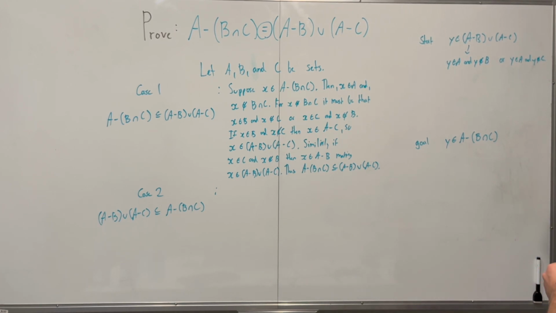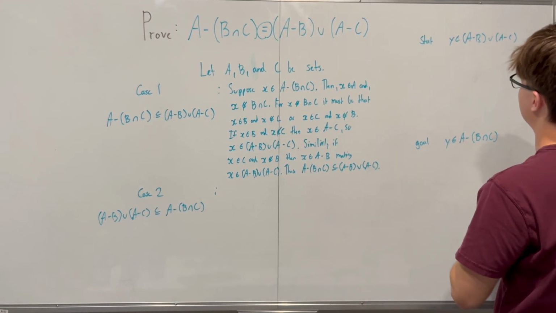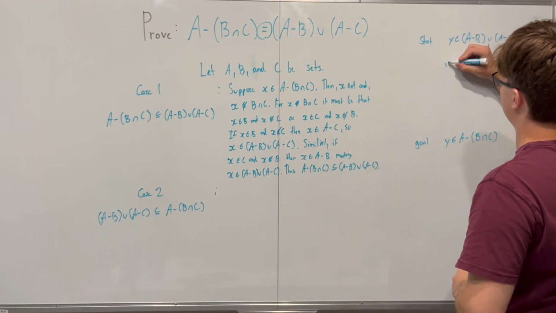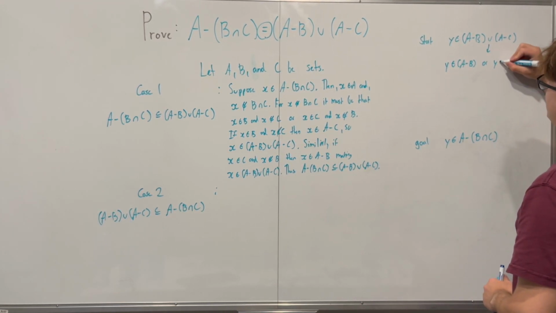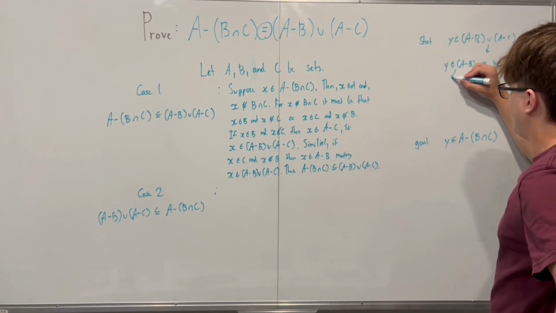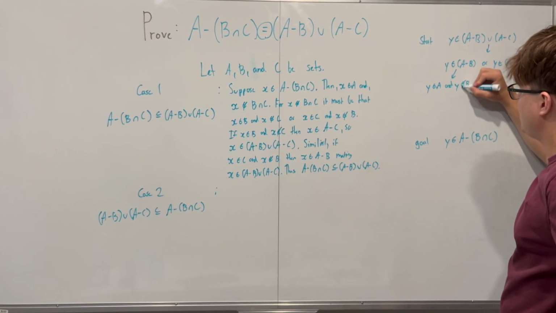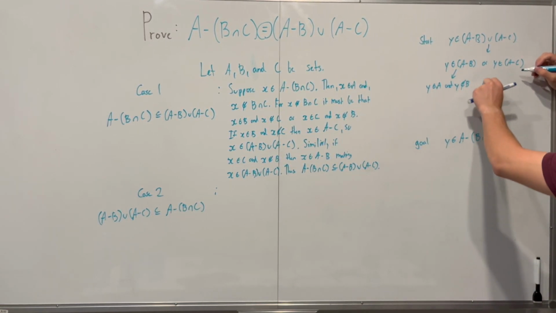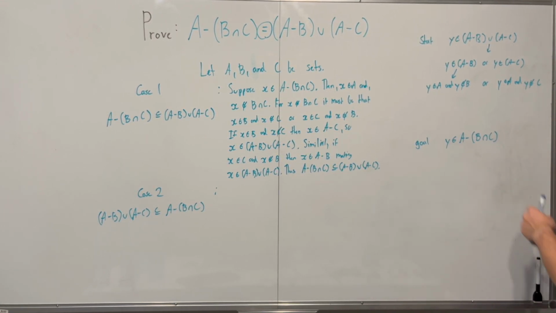Fantastic. Okay. Or actually, I think I should do a more explicit job here. This means that obviously y is an element of A minus B, or y is an element of A minus C. And then what does it mean for y to be an element of A minus B? This means y is an element of A and it's not an element of B. Or we can say that for the other case, for y to be an element of A minus C, it must be that y is an element of A and it's not an element of C.